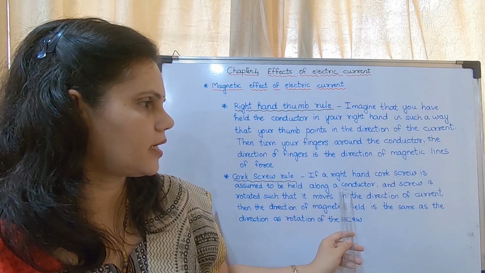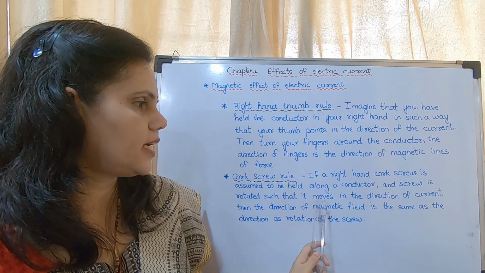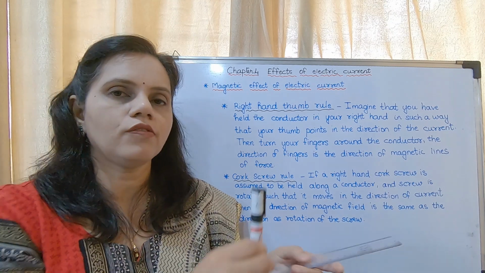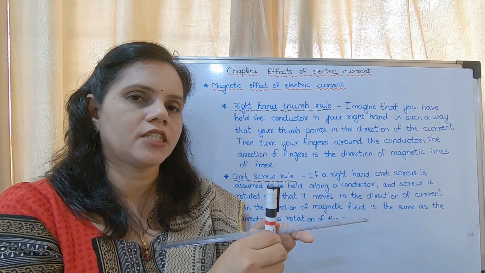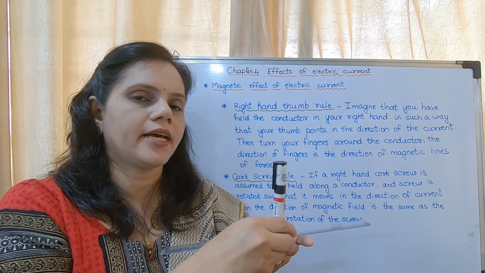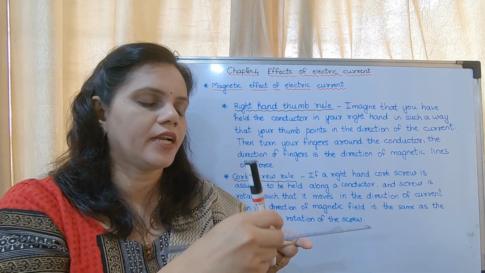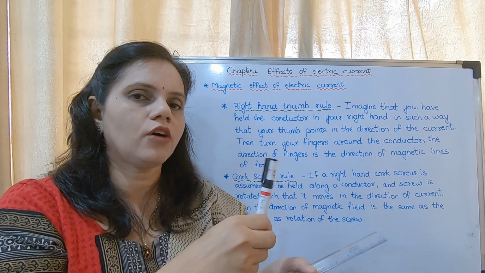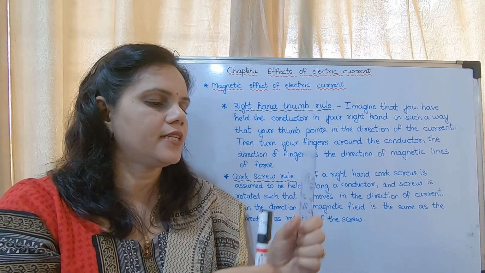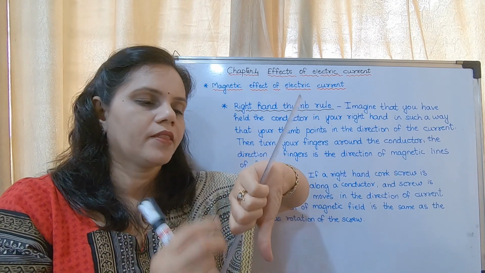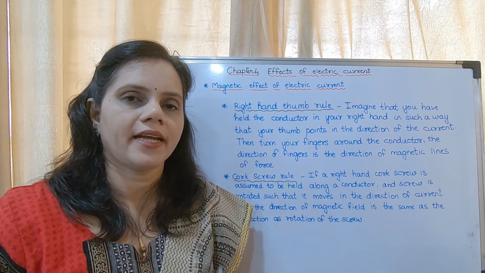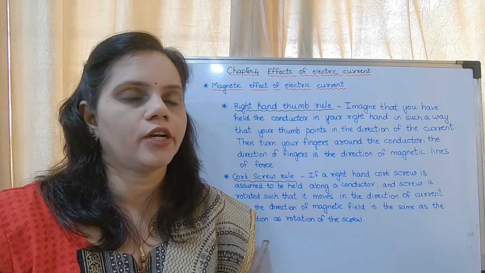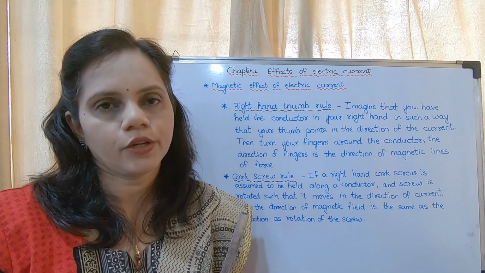It is held along a conductor and the screw is rotated such that it moves in the direction of current. If this is the direction of current, this will be the direction of magnetic field. Okay, that is similar to right hand thumb rule.